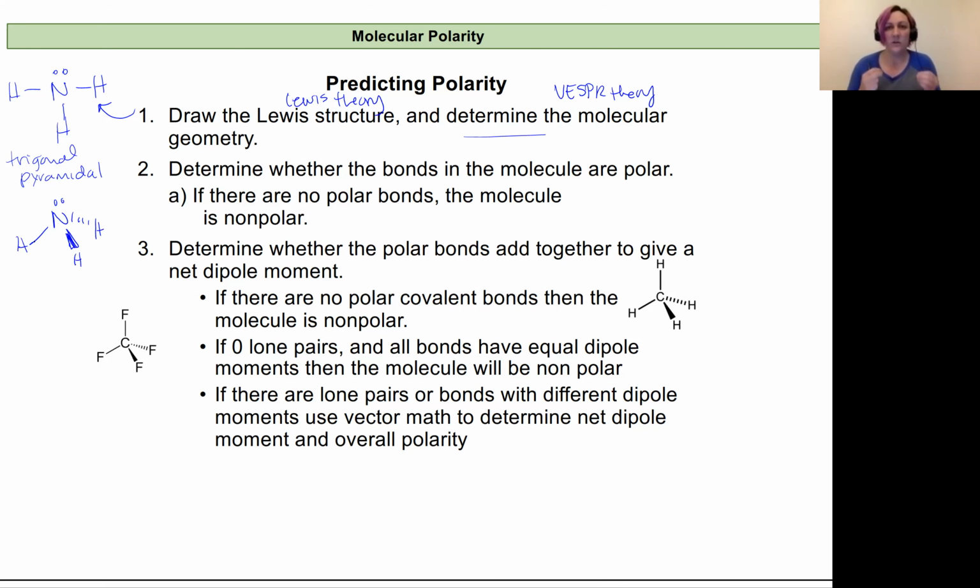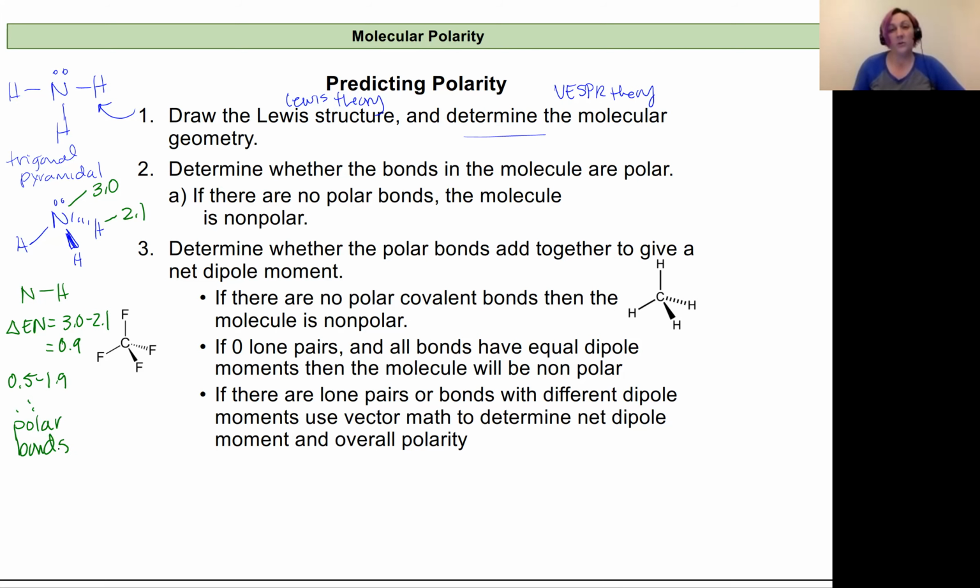So I need to evaluate polarity in 3 dimensions. Otherwise, I'll get this false sense of things canceling out when it's in 2 dimensions. Now I'm going to determine if the bonds in the molecule are polar or not. I'll use my electronegativities. My nitrogen electronegativity is 3.0, and my hydrogen one is 2.1. All of my bonds are between a nitrogen and a hydrogen. The electronegativity difference is 3.0 minus 2.1, which is 0.9. That falls in that 0.5 to 1.9 range. Therefore, these are polar bonds.